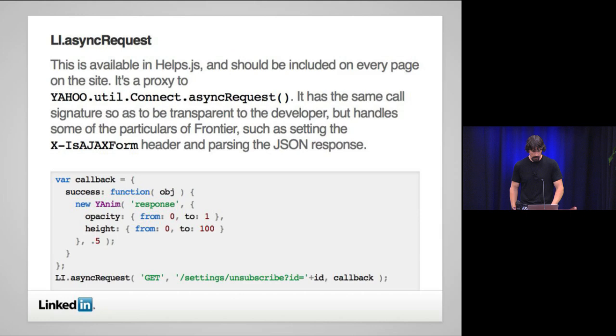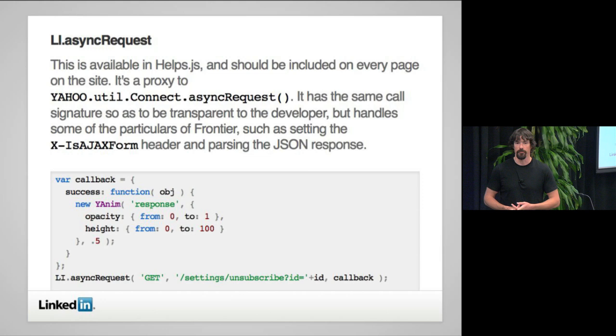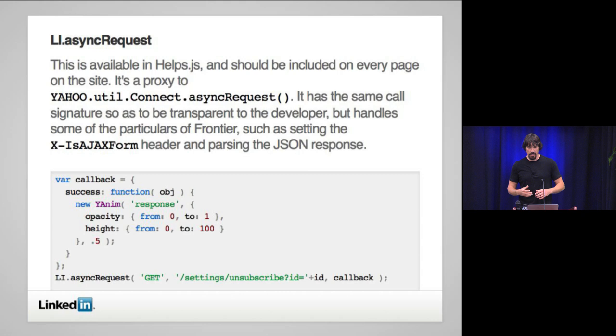So behind all this is LI async request. This is used quite regularly throughout the site. And all it is is a proxy to the YUI async request function. It has some built-in helpers, and primarily that it sets this X-Is-AJAX-Form header. And that's used primarily in the Frontier world, where it can distinguish between an AJAX request and a full page request. In the case of the AJAX request, it can return JSON, or it can return an HTML snippet. In the case of the full page refresh, it can just maintain the same, as though this was not done through an AJAX request.